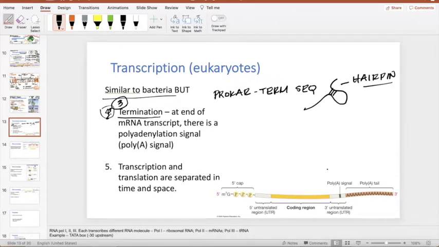Eukaryotes stop transcription a little differently, okay? At the end of the mRNA's transcript, there is something called a polyadenylation signal, which I've already mentioned to you. And that polyadenylation signal is a signal to cut the mRNA. We're later going to use this polyadenylation signal as an enzyme binding site to add a whole bunch of letter A's at the end of the mRNA. So after transcription occurs, this polyadenylation signal also acts as an enzyme binding site.